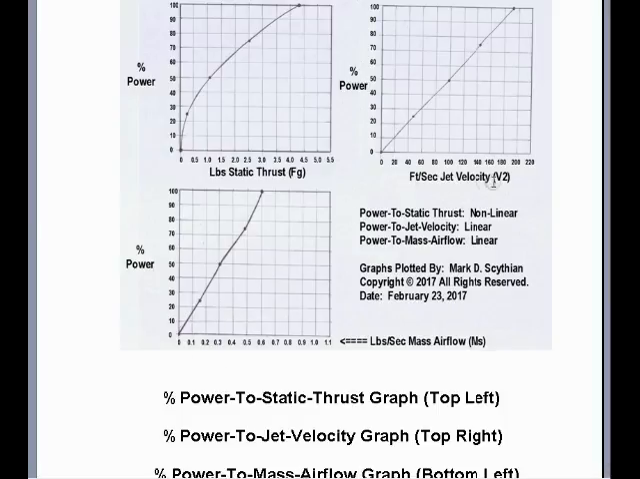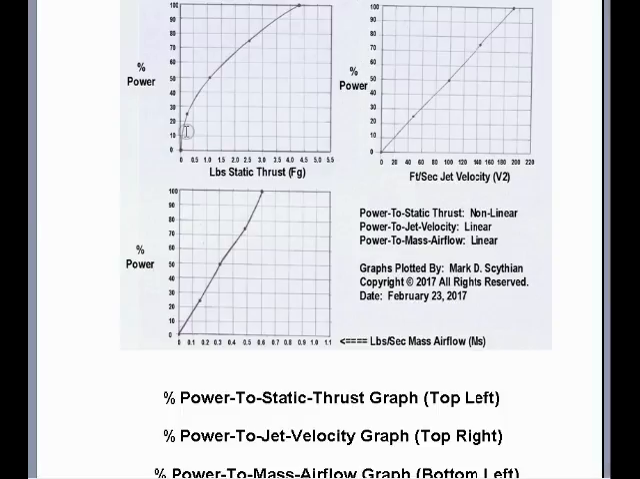So both jet velocity and mass airflow are relatively linear to power setting, but static thrust is relatively non-linear. As you can see, it's more of a parabolic curve going up. So power to static thrust, non-linear; power to jet velocity, linear; power to mass airflow, linear.